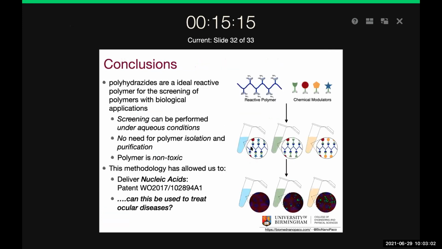And with that, I'm going to stop. I hope I have convinced you that polyhydrazides are very good to screen biological polymers for biological applications. We can do this in aqueous conditions, and we don't need to isolate and purify our materials, which saves us a lot of time. As far as we are aware, the polymers are non-toxic in the model we have used, which is great. We use this to deliver nucleic acids, and we have a patent on that. And the idea here is, can we use it to treat ocular diseases?